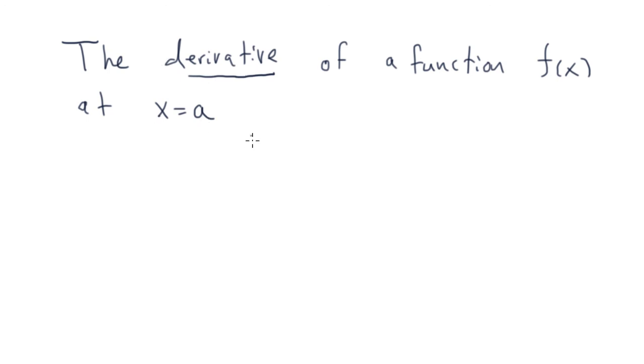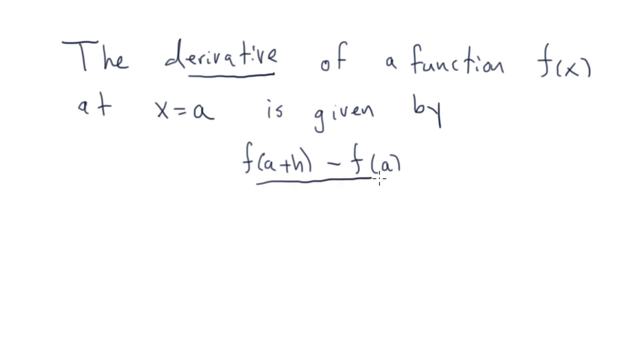So the derivative at x equals a is given by, well, it's basically this same difference quotient that we had for average rate of change, but again, we want to let that h go to 0. And the whole reason we went through this process of talking about limits is to have a way to precisely say h is getting closer and closer to 0. So we're taking the limit as h goes to 0.